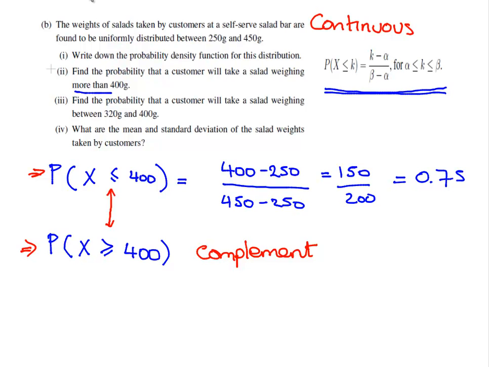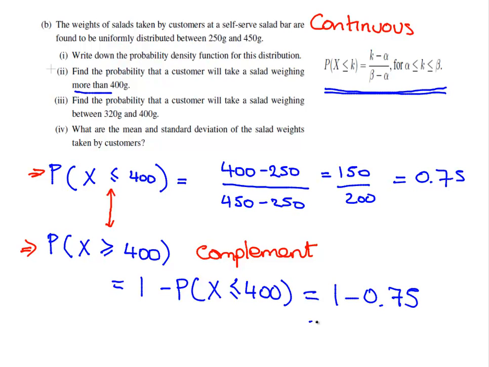So what is the complement of that? That's equal to 1 minus the probability of x less than or equal to 400, and that's equal to 1 minus 0.75. The answer to that, therefore, is 0.25, which I accidentally blurted out a minute ago. So the answer to that one is 0.25. That's the answer to the second one. So moving on now, we're going to look at find the probability.